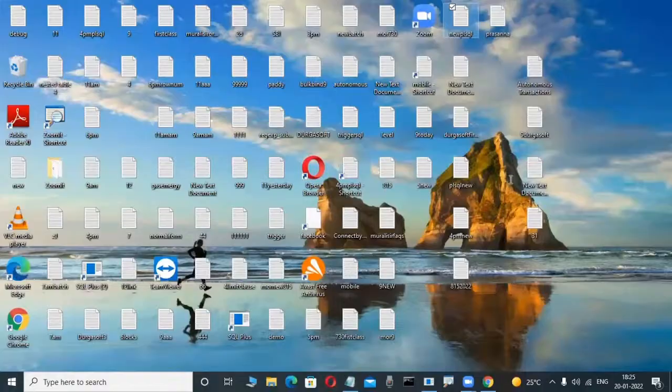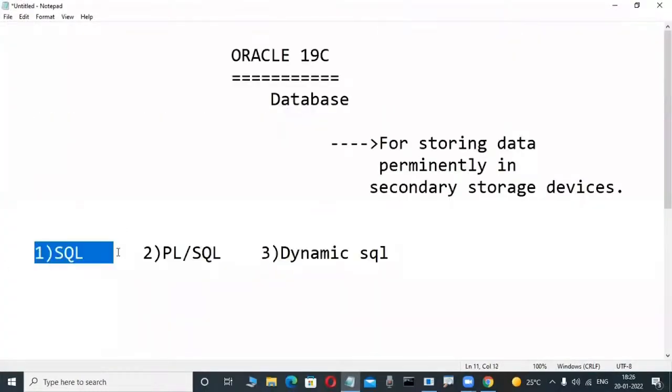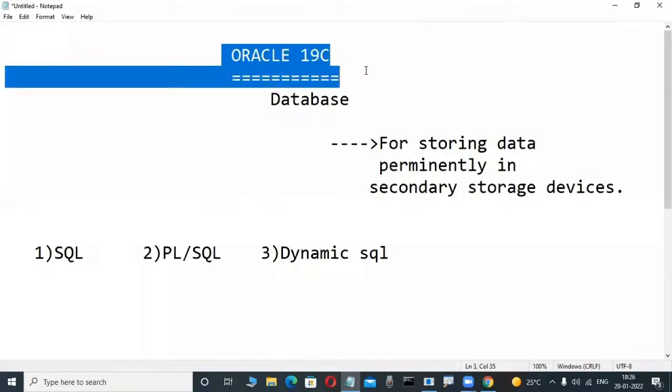Don't worry. That's why SQL language first we are learning. After that, some knowledge you are getting, then only they are learning about PL/SQL. Through these two languages, we are operating this Oracle software. And now check it out.